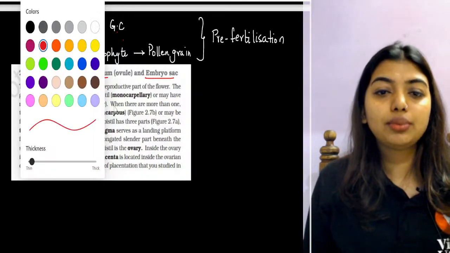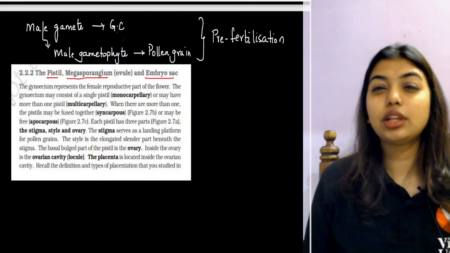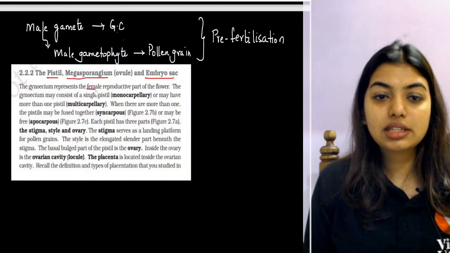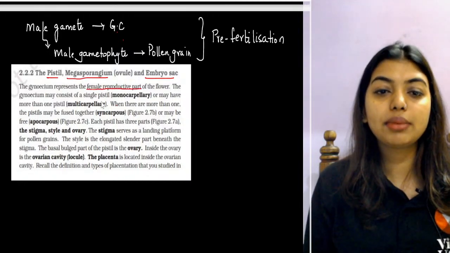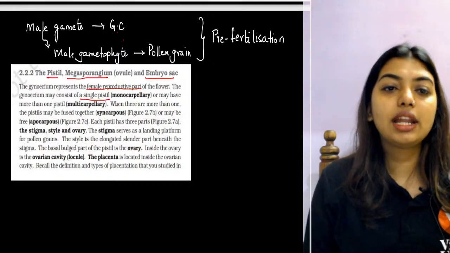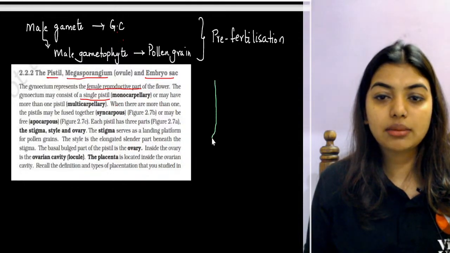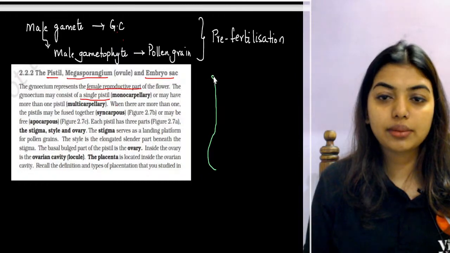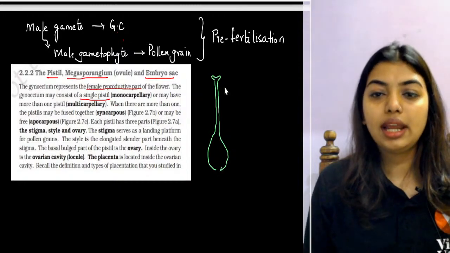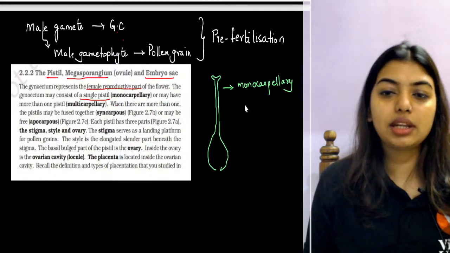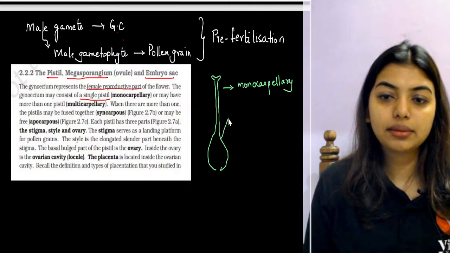So look here, to make the girl ready, we first have to understand what its parts are. Like how you understood the anther, here you have to understand the pistil. The gynoecium represents the female reproductive part of the flower. The gynoecium may consist of a single pistil, or it could be multi. What do I mean by a single pistil? One stigma, style, ovary. It can be single, that means monocarpellary, a single carpel. It can be multi.